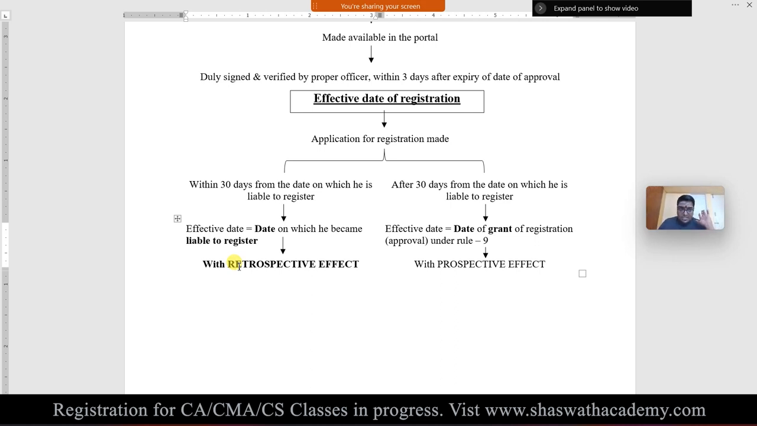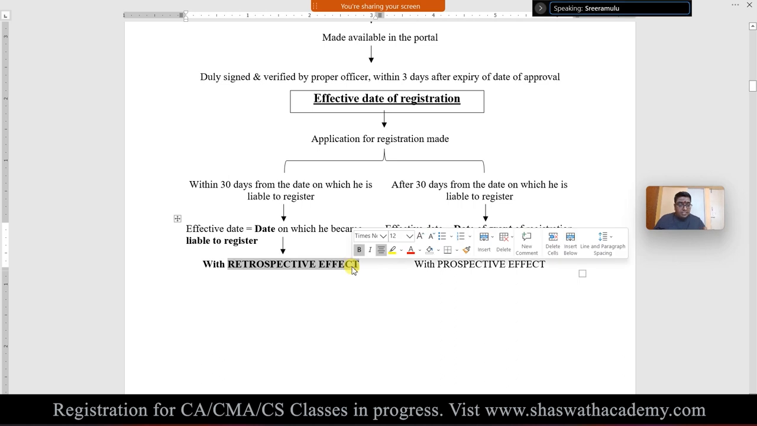Is it within 30 days, my dear? My dear brothers and sisters, is it within 30 days? Yes, sir. Everybody, please be vocal, unmute yourselves, participate, speak, okay? Now, since the application is made within 30 days, the proper officer processes this, issues a show cause notice, gets a reply, validates the reply, and after that is satisfied, he grants a registration on 10th of May.